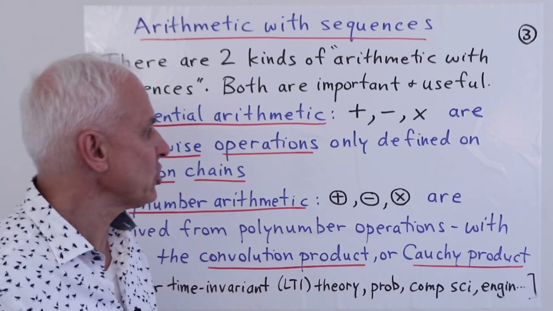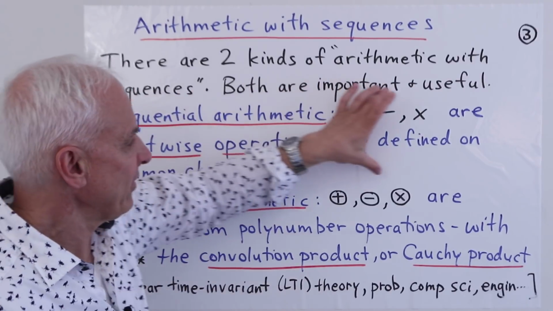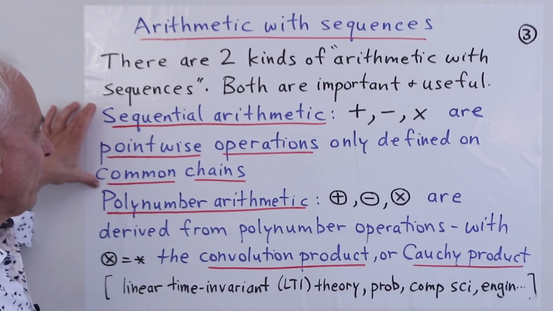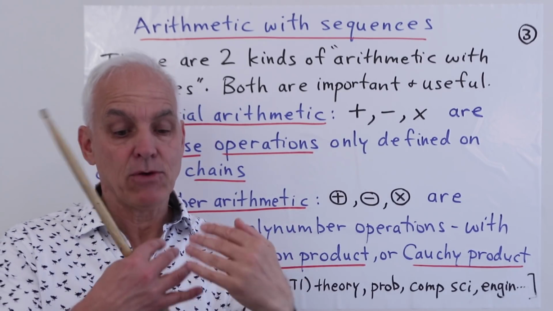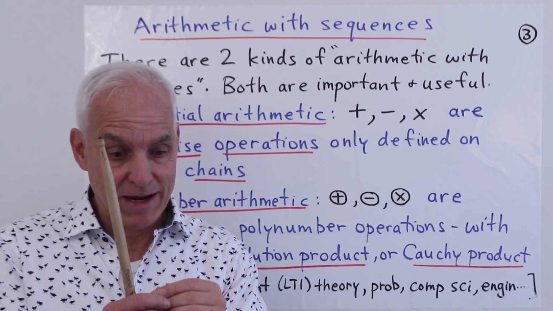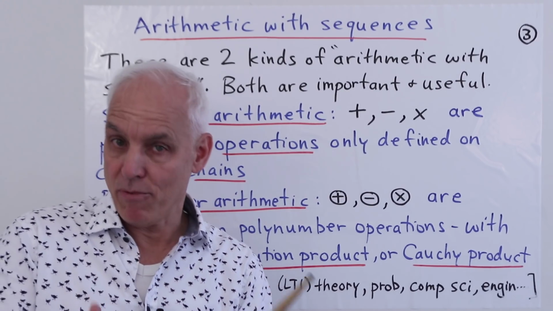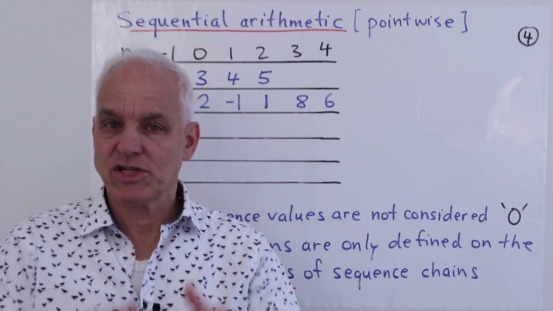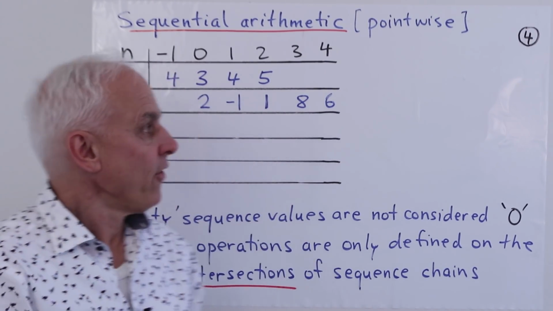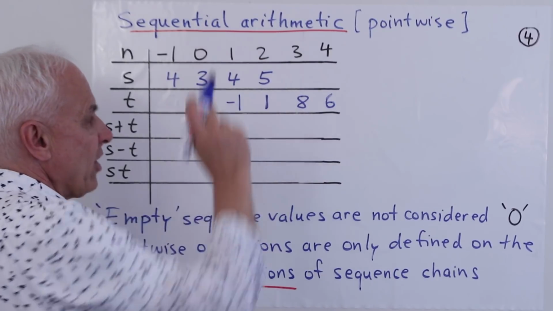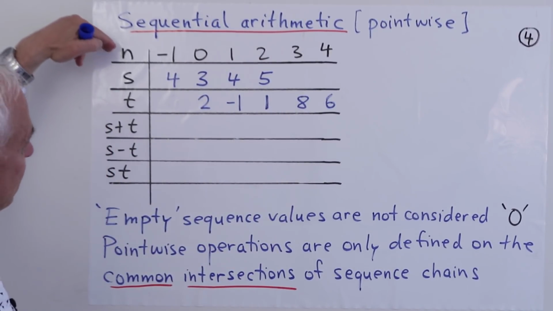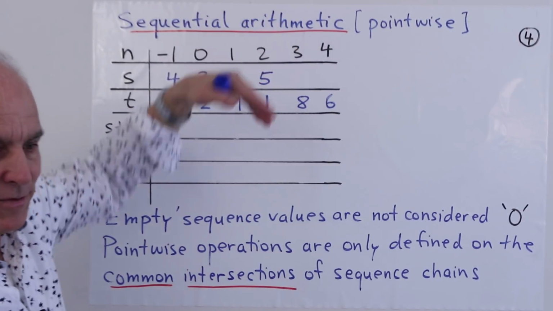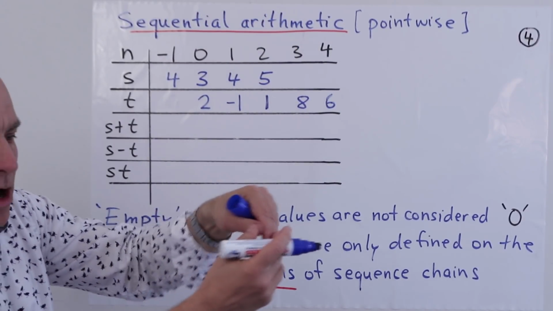But in today's lecture, we're only going to consider the simpler one, the sequential arithmetic, where we're strictly talking about pointwise operations, and the sequences have to be defined on the same indices in order for the operations to be defined. This will be simplest to explain with an example. So let's talk about sequential arithmetic, and here are two sequences. For reference, here are the indices that are positioning our elements.